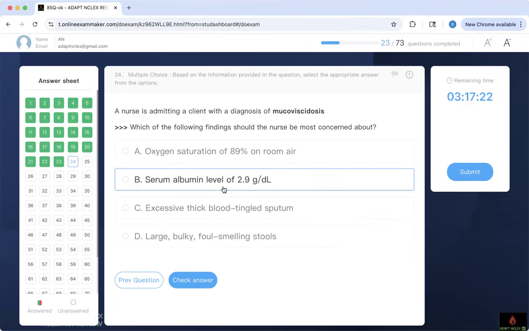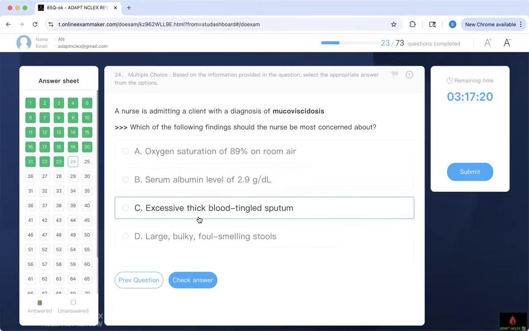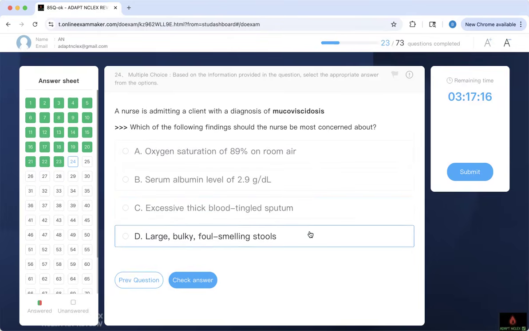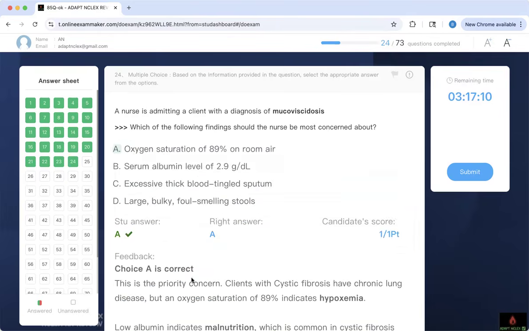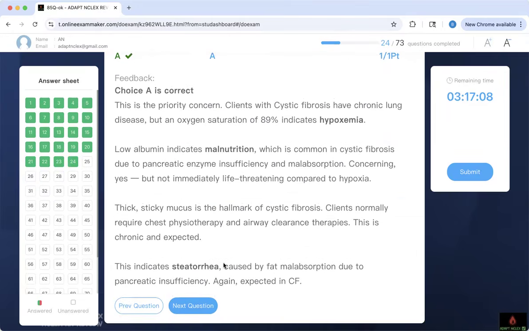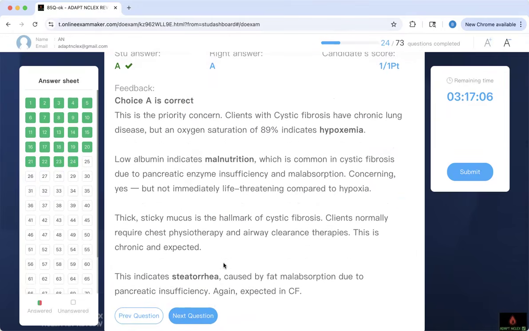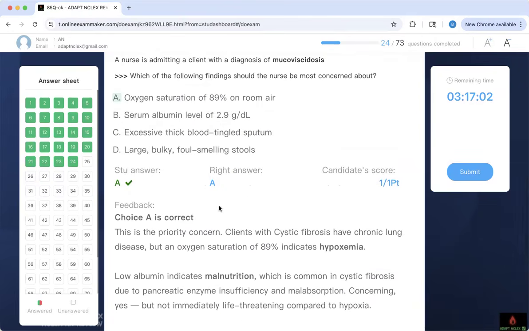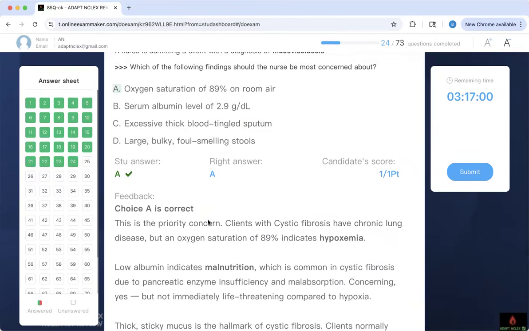Malnutrition. Is it going to kill them right now? Excessive blood thin sputum. He has mucoviscidosis. Large, bulky, foul smell is 2. Expected finding. If you're hypoxic, I should worry about you. So this is the way you do prioritization regarding respiratory problem. All these things are expected, but it's one that is worrisome.